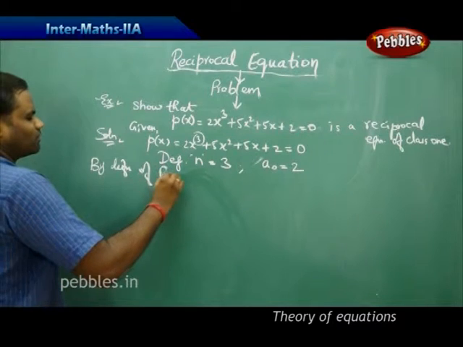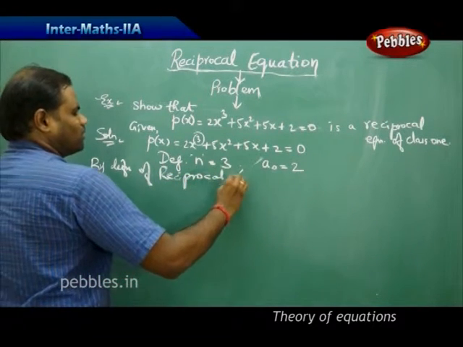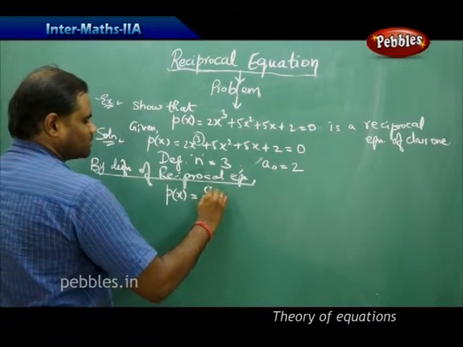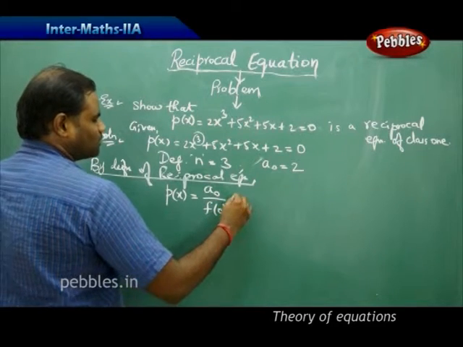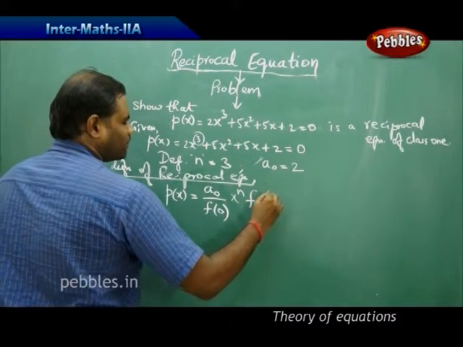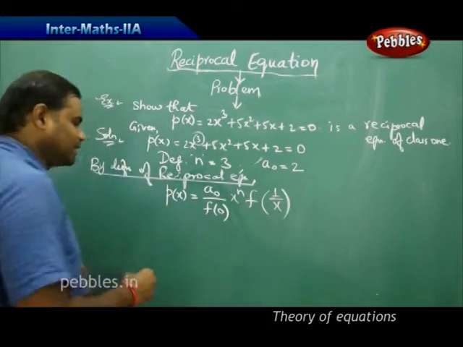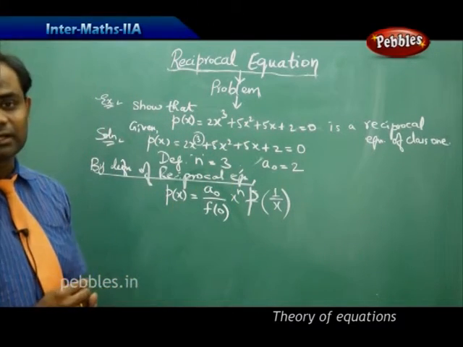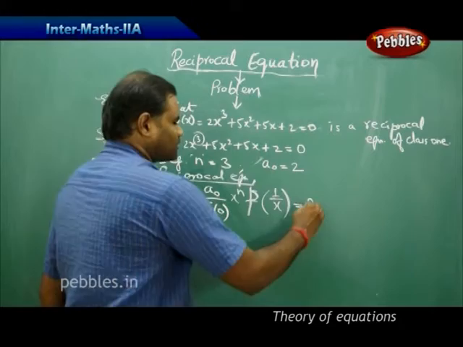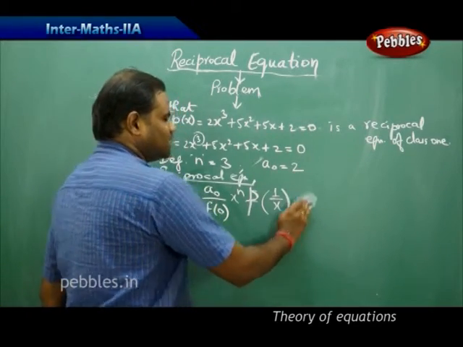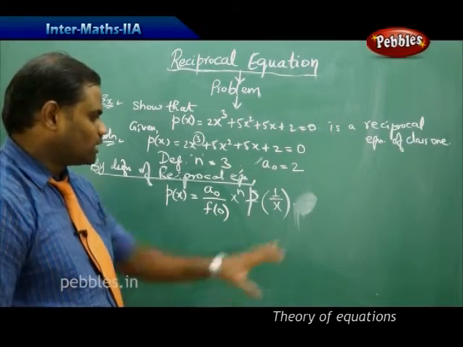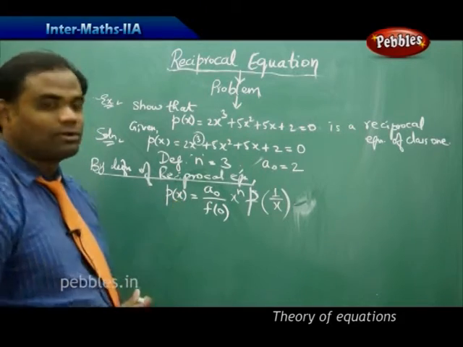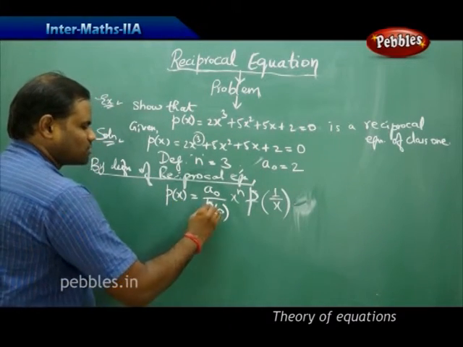by definition of reciprocal equation, I have to identify that my p of x is a0 by p of 0 times x power n times p of 1 over x. Then I say that P of x is a reciprocal equation if equated to 0. Therefore, let me just identify that this is a reciprocal polynomial. So I try to simplify the right hand side, and I must get the left hand side as P of x.